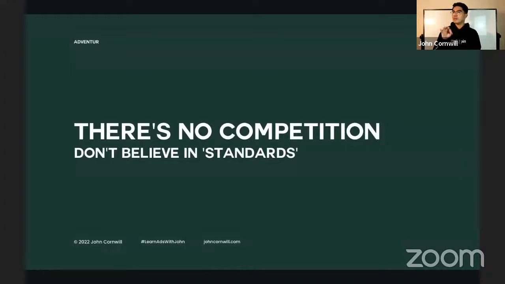And I want you to not believe in standards. You may have searched on Google, what is the standard cost per purchase? Those are based on, sabihin na lang natin, a database, but those are based on certain businesses and certain industries. And your business may not be aligned to that standard. So don't be pressured with standards, and there's really no competition here.